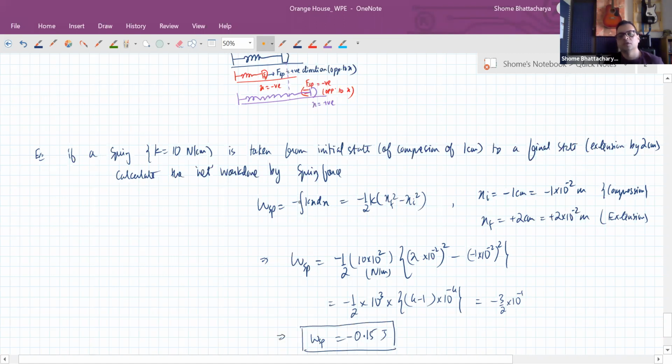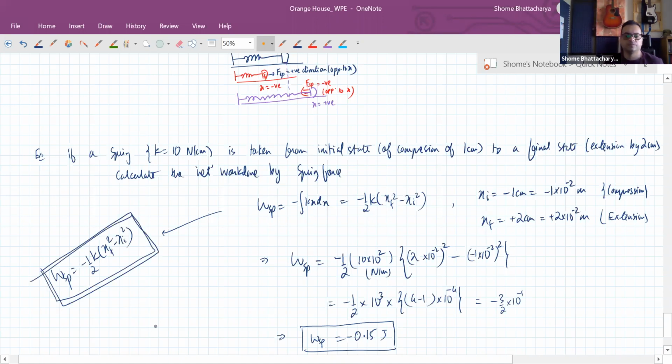So this is how we apply this general formula: work done by the spring in any process is minus half k, x final square minus x initial square. This is an important formula for us to remember. And we'll always use the sign convention that compression is negative x and extension is positive x.